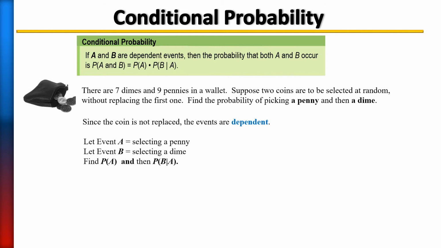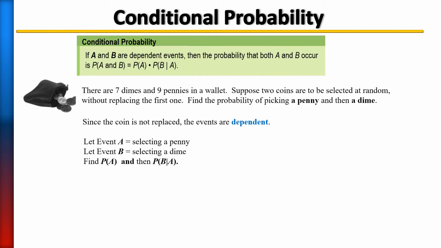So let's let A be event A, selecting a penny, and event B, selecting a dime. Because they're dependent events, we want to start by finding the probability of A, and then find the probability of B given the fact that A has already occurred. So let's first find the probability of A, which is selecting a penny. First of all, how many coins do we have in the wallet? Well, 7 plus 9, that's going to be 16. So we have 16 coins in the wallet.